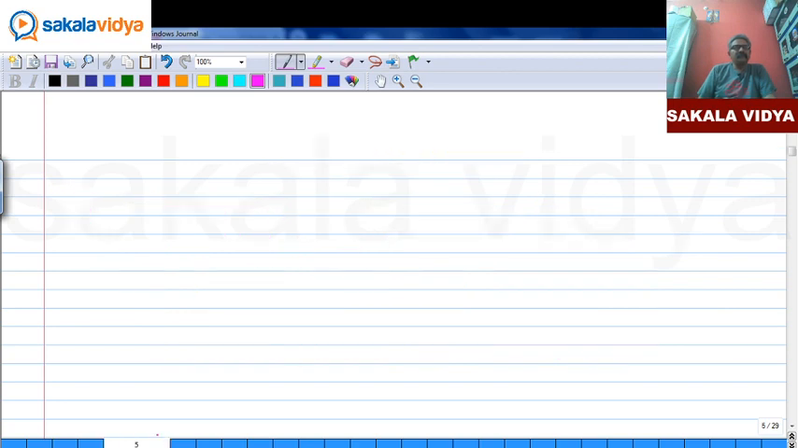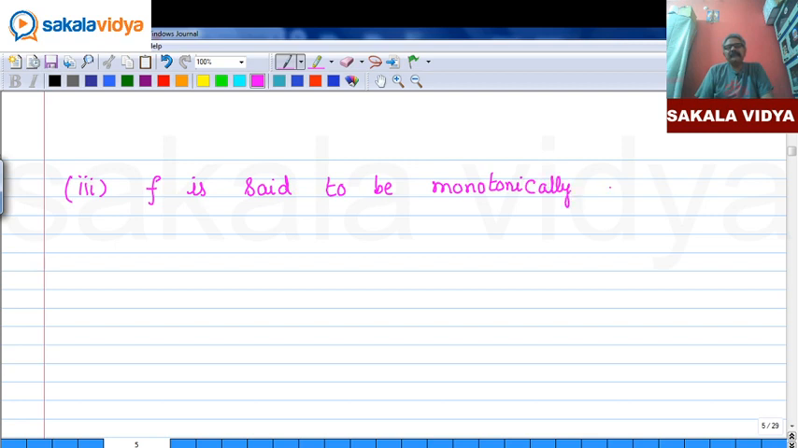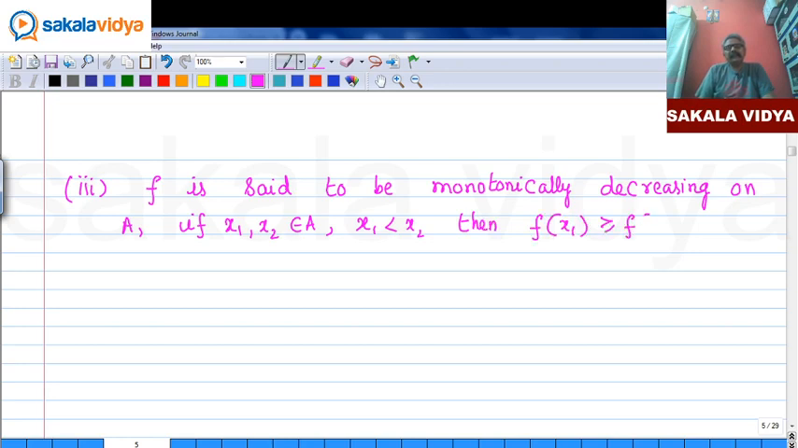Now, third point, f is said to be monotonically decreasing on A if x1, x2 belongs to A, x1 less than x2, then f of x1 is greater than or equal to f of x2.